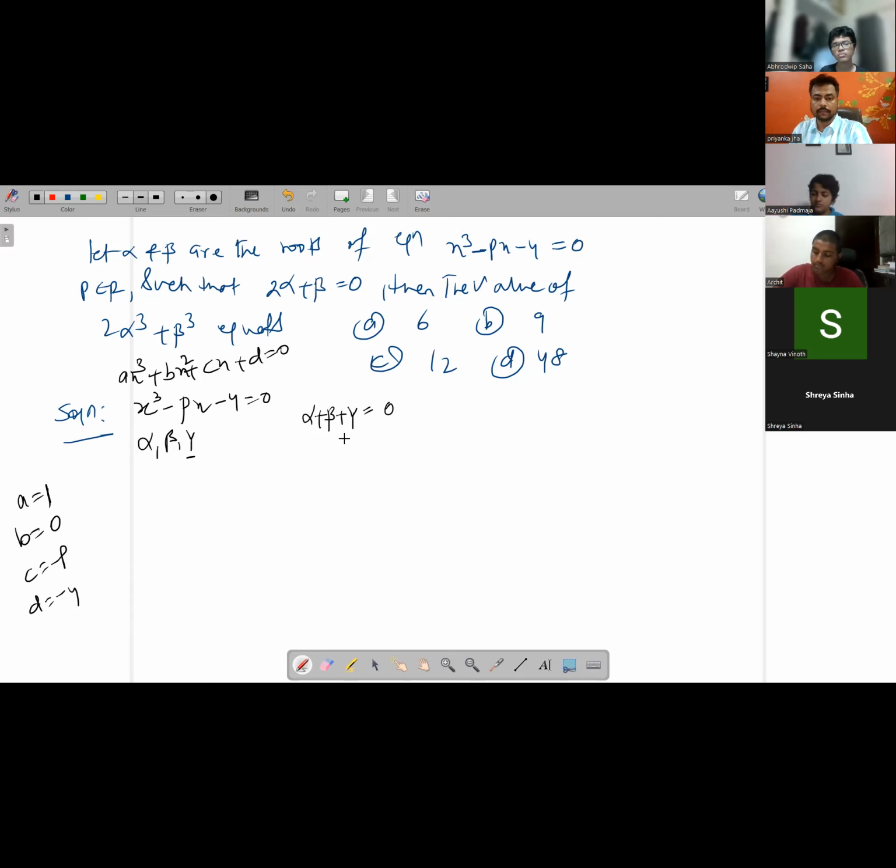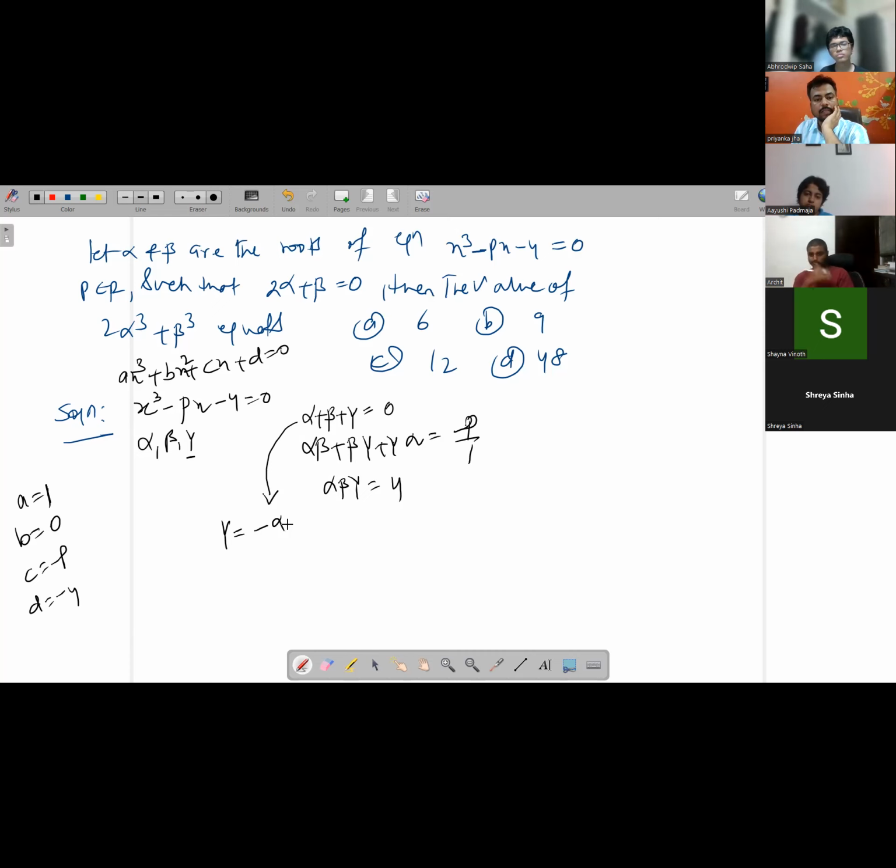Now you can see that the sum of the roots taken 2 at a time, alpha beta plus beta gamma plus gamma alpha, equal to c by a. What is that c? Minus p. Alpha into beta into gamma, that is minus d by a. And what is d? Minus 4. So minus of minus 4. Okay. Now you can use this information from here.